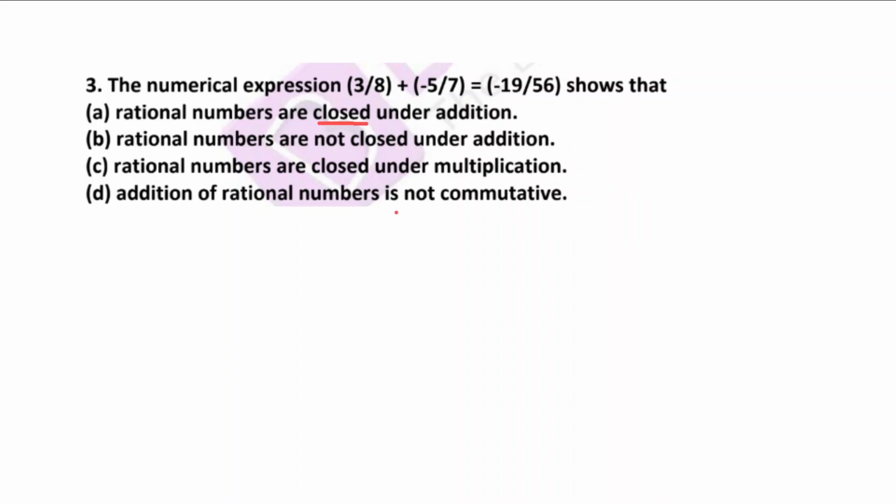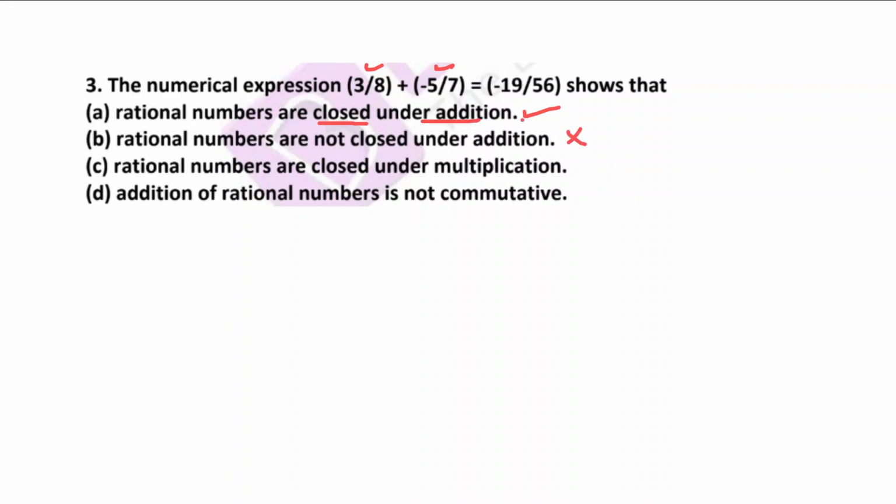Closure property means you have a rational number and another rational number, you add both, and the resulting number should be a rational number. The first number is rational, the other number is rational, you add both of them, and the resulting number should come to that same class. Then rational numbers are said to be closed under addition. So this condition is satisfied.